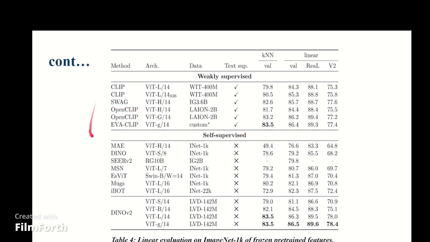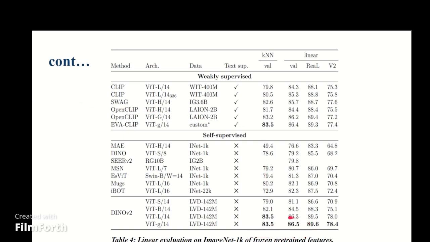So in the top table you can see the weakly supervised models such as Clip, Swag, OpenClip, and EvaClip, and the architectures used are ViT-L, H, and G. The data that have been used to train these models are also listed here, and you can see there are two strategies to evaluate the models. One was evaluated using KNN, and also it was evaluated using linear classification.